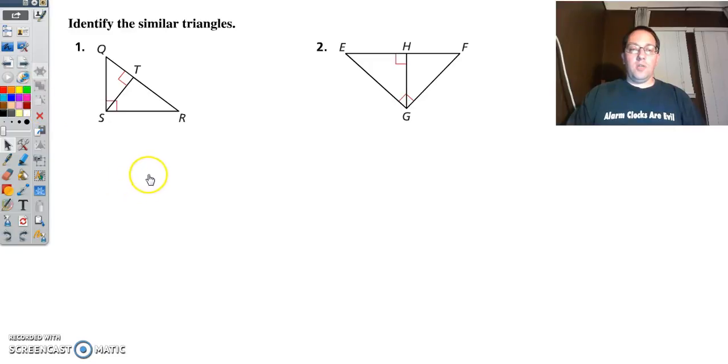So what I want you to do here is write out the similarity statements for these three triangles. All right. Pause the video, write those out. All right, let's see how you did.